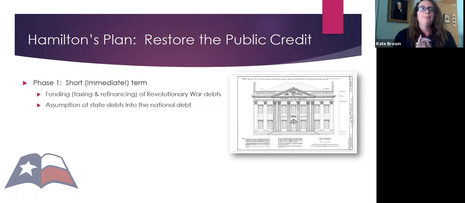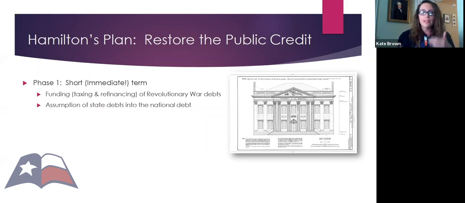So we'll start with funding. When you hear the word funding in relation to Hamilton's economic plan and his plans for developing the US economy, funding means really two things. It means, how are you going to pay down the debt? Like, where is that money coming from? And the answer is taxes. And the second thing funding means is refinancing your debts when possible.